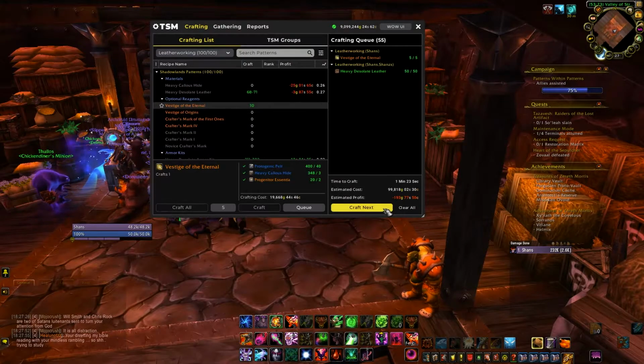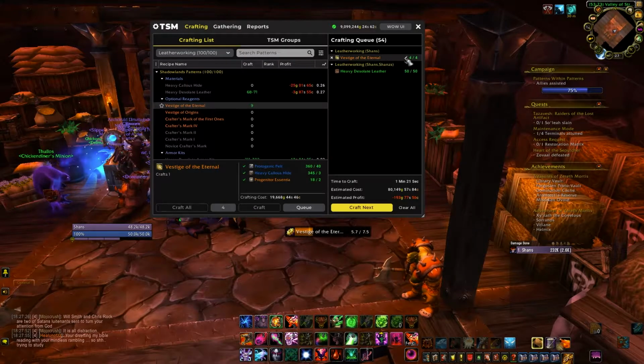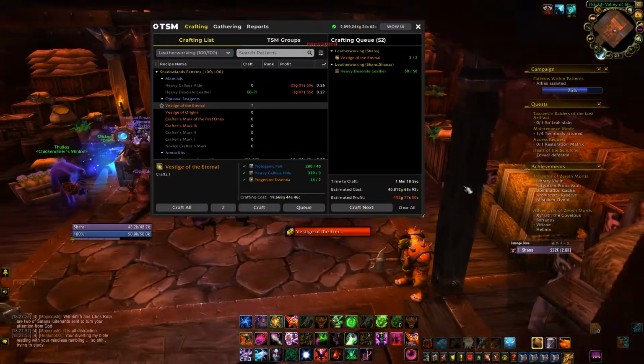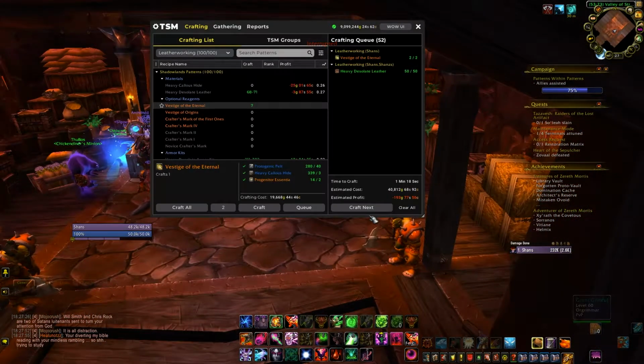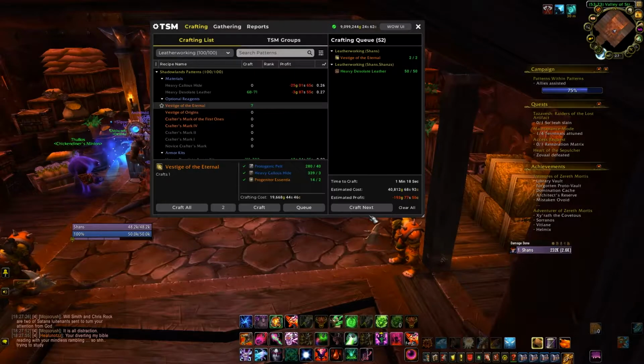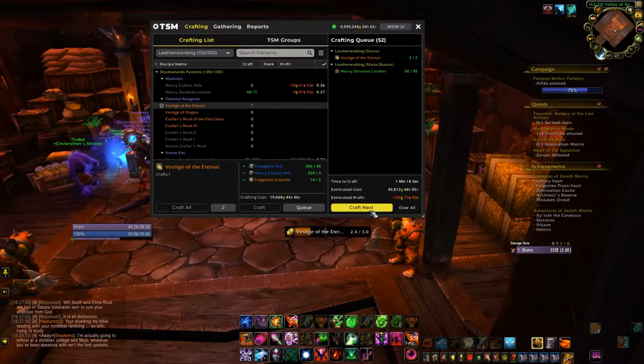Now what I can do is just hit craft next, and it's going to start crafting them in the order that I've queued them. Once I'm done with that, I will have to hit craft next. So it's not just put 20 things in there and it will automatically craft them. You still got to click the button when each item is done. So I'll demonstrate. Let me just go ahead and complete this.